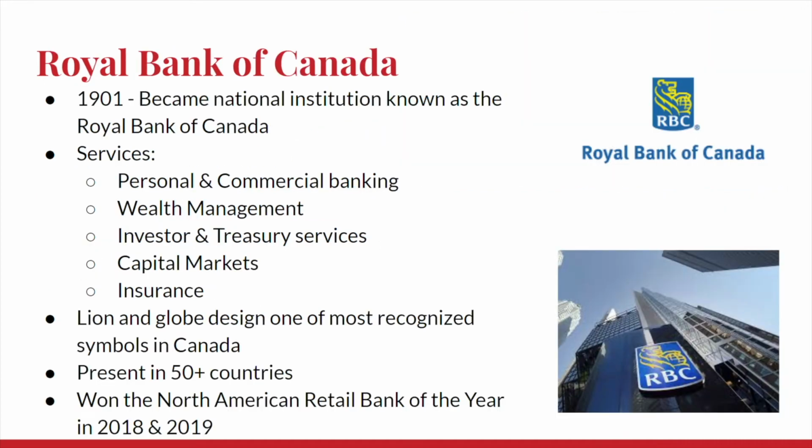The second company that I will be discussing is Royal Bank of Canada. The Royal Bank of Canada started as the Merchants Bank back in 1864 in Halifax, Nova Scotia. By 1901, it had become a national institution known as the Royal Bank of Canada. Their services include personal and commercial banking, wealth management, investor and treasury services, capital markets, and insurance. The RBC is present in over 50 countries around the world, including the United States and the Caribbean.